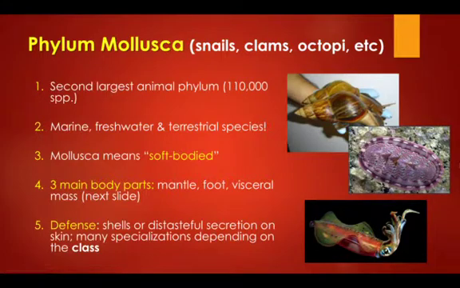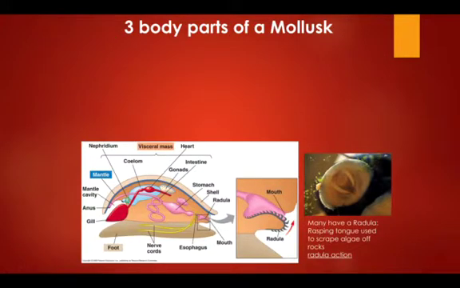We have a bunch of different types of defenses that have now evolved into our phylum Mollusca. We have shells, we have distasteful secretions, they can be poisonous. So we have a lot of different specializations, and it will determine or be based on class. So we are going to go over a few different classes in the phylum Mollusca.